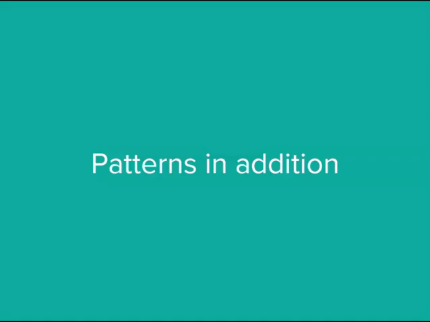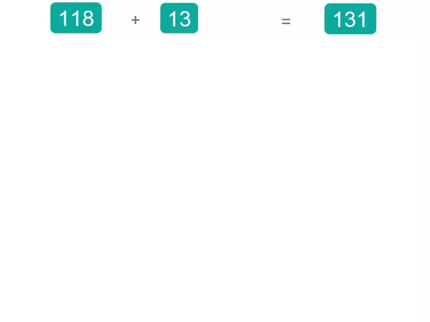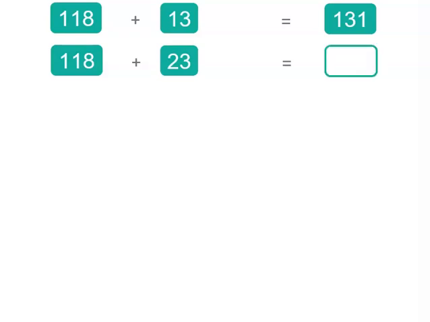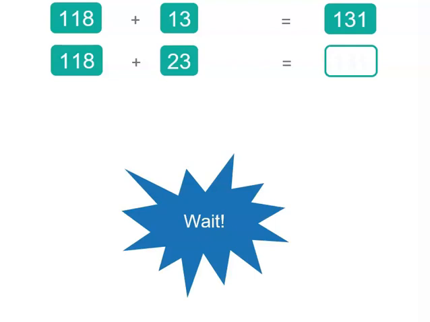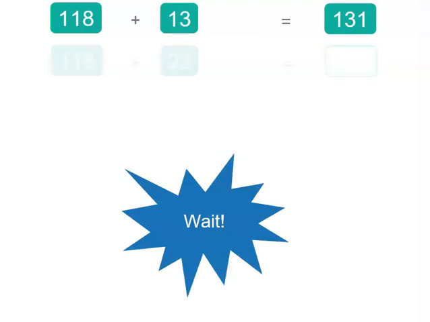Let's see how we can spot a pattern to help us with addition problems. Let's say we have 118, we add 13, and that gives us 131. Then we start with 118 again, but this time we add 23. Now, we can just add another 10 to that answer. But before we do, I want to show you something.